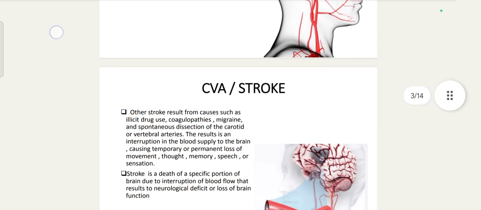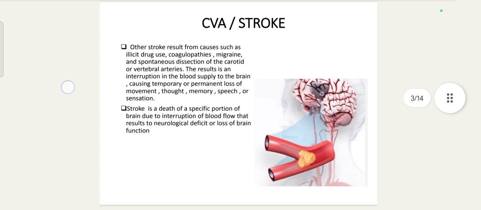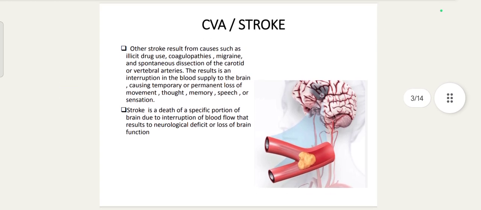Other strokes result from causes such as illicit drug use, coagulopathies, migraine, and spontaneous dissection of the carotid and vertebral arteries. The result is an interruption in the blood supply to the brain, causing temporary and permanent loss of movement, thought, memory, speech, or sensation.